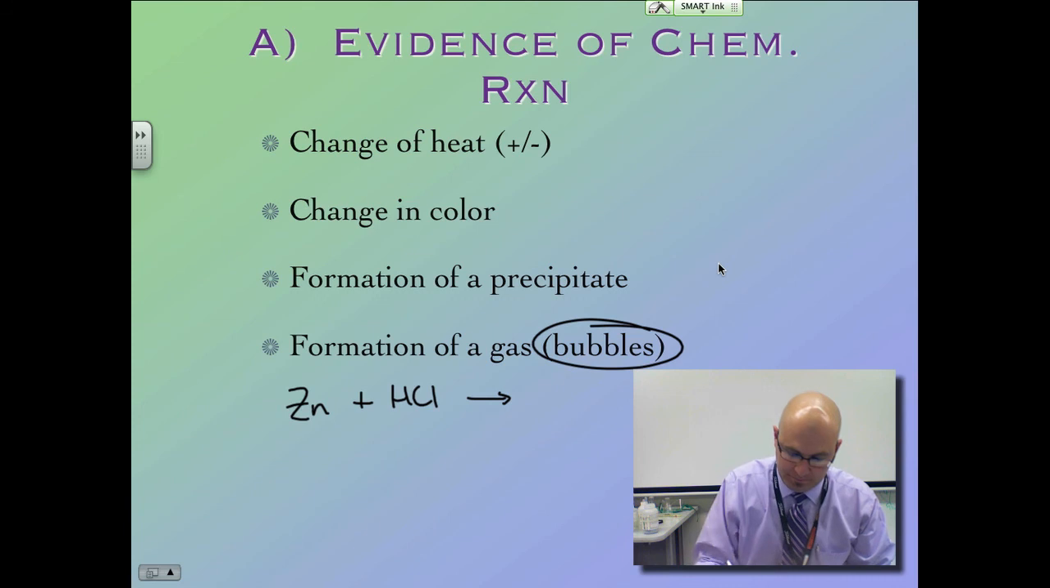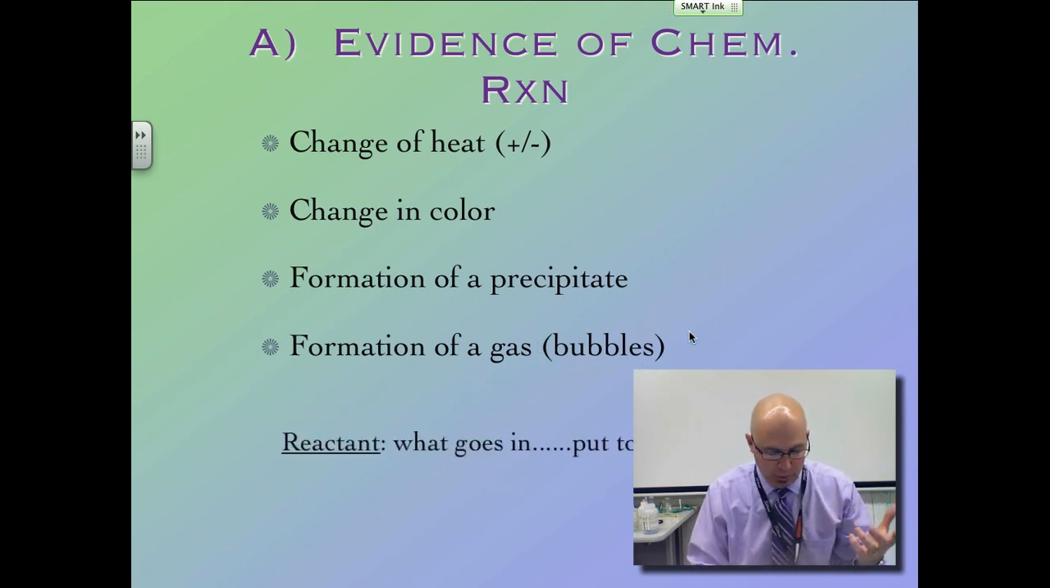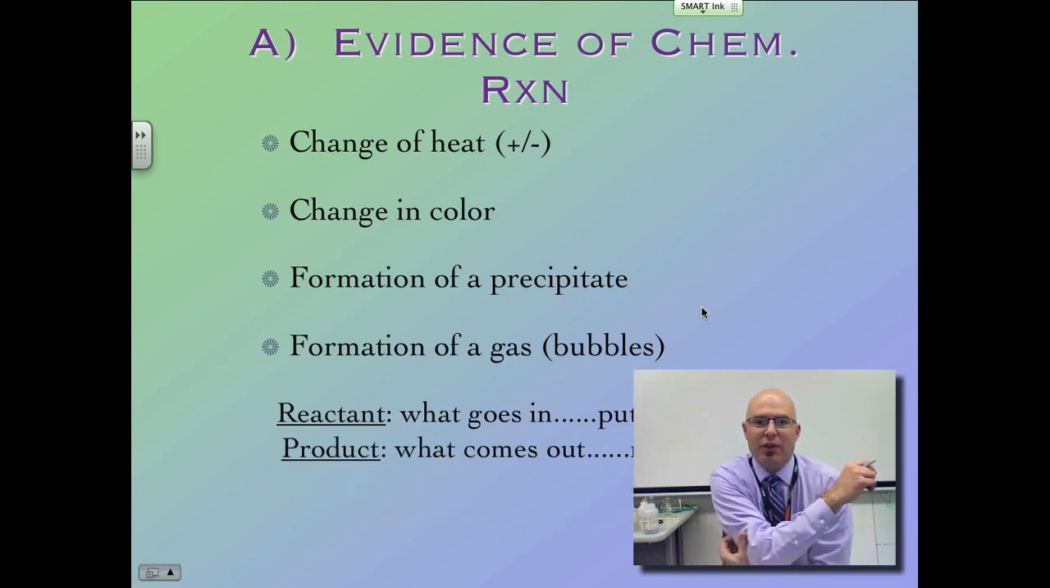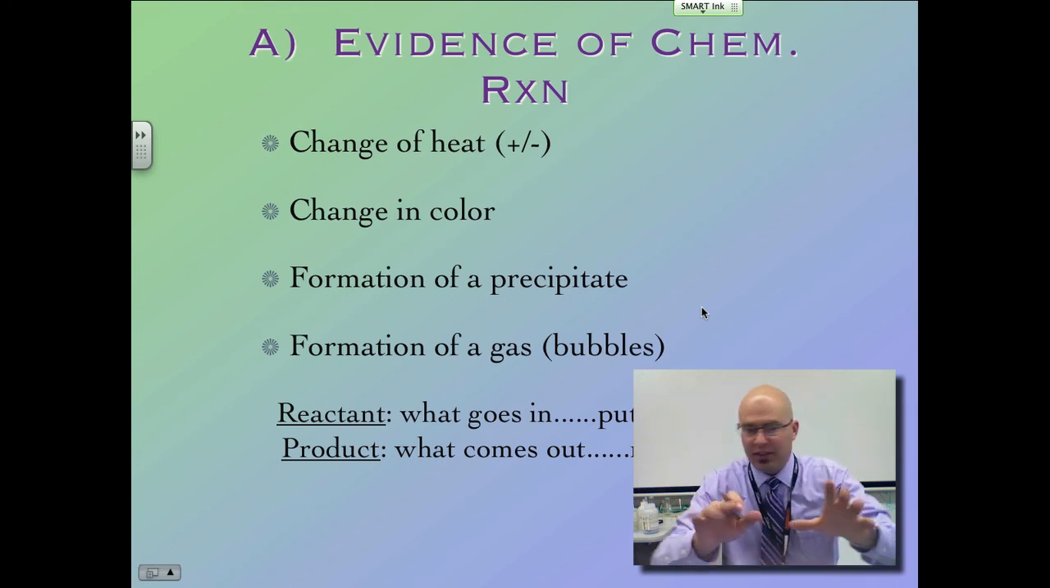Alrighty. What's important that we also recognize, and I just gave you those, is knowing what the reactant is, or reactants, and products. Reactant is what's going in, or what you put together. Product is what's coming out, what's the new stuff. Alright, so we'll just leave it at that for now.